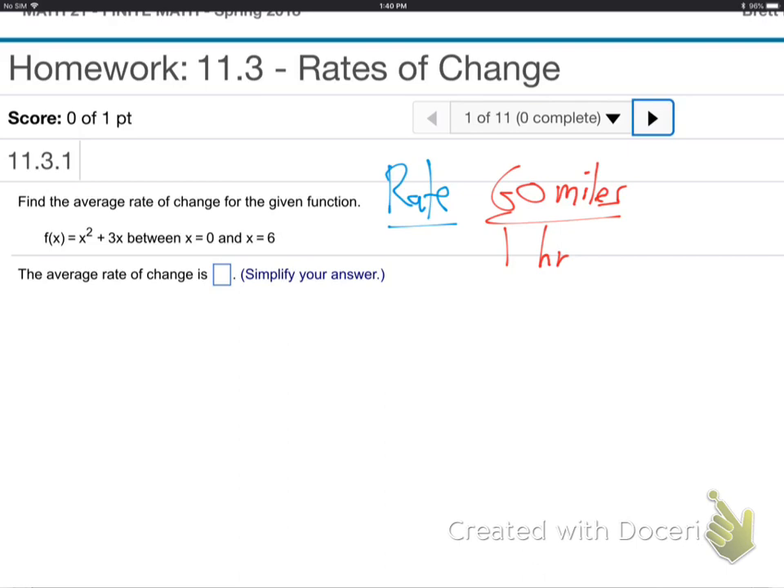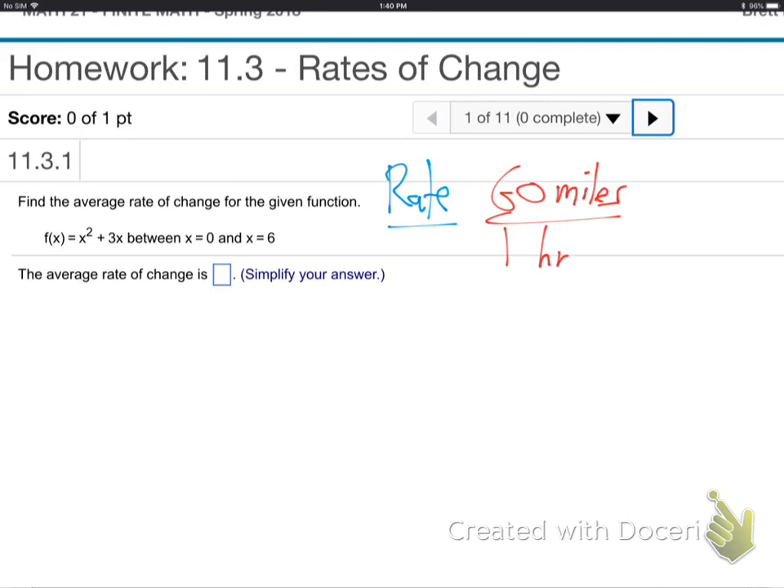If you stayed steady at that rate, 60 miles per hour, for 1 hour, how far would you go? 60 miles. Hence the name, right? 60 miles per 1 hour. That means if you drive at that rate, every hour you'll cover 60 miles: first hour, 60 miles, second hour, 60 miles, third hour, 60 miles, right? That's what 60 miles per hour means.